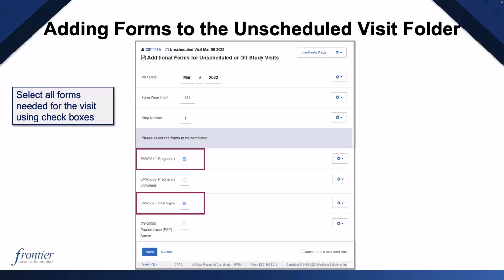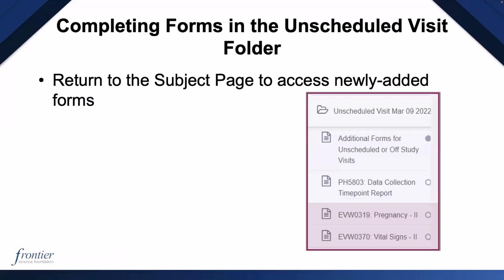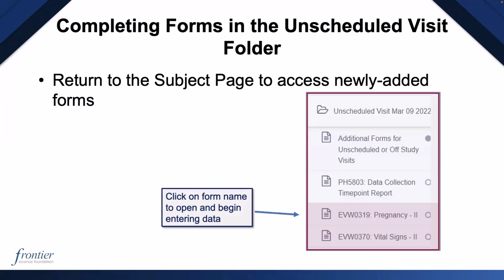The form itself contains a checklist that lists all of the other forms for the study. You'll go through and check off which forms you need. And then once you save the form, anything you selected is going to be added to your unscheduled visit folder. Back on the subject page now, we can see our unscheduled forms ECRF is done and the forms that we needed are included. You'll just click on the form name to open it and start entering your data.